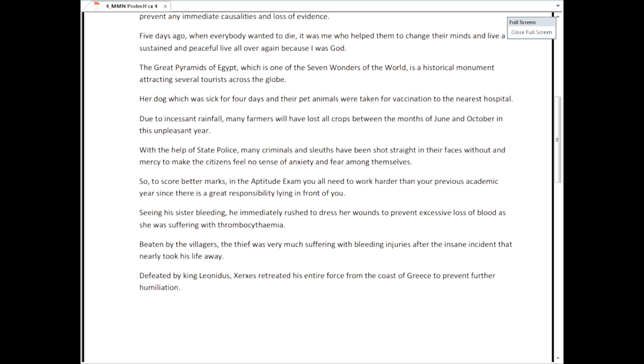With the help of state police, many criminals and sleuths have been shot straight in their faces without any mercy to make the citizens feel no sense of anxiety and fear among themselves.